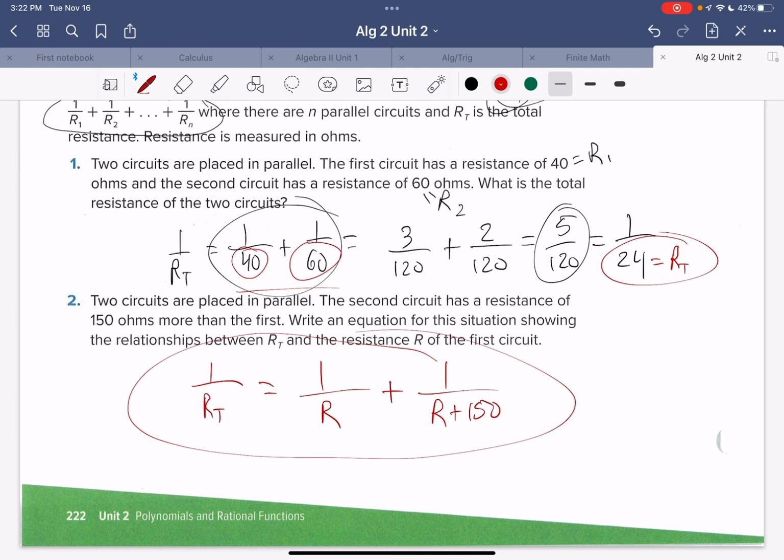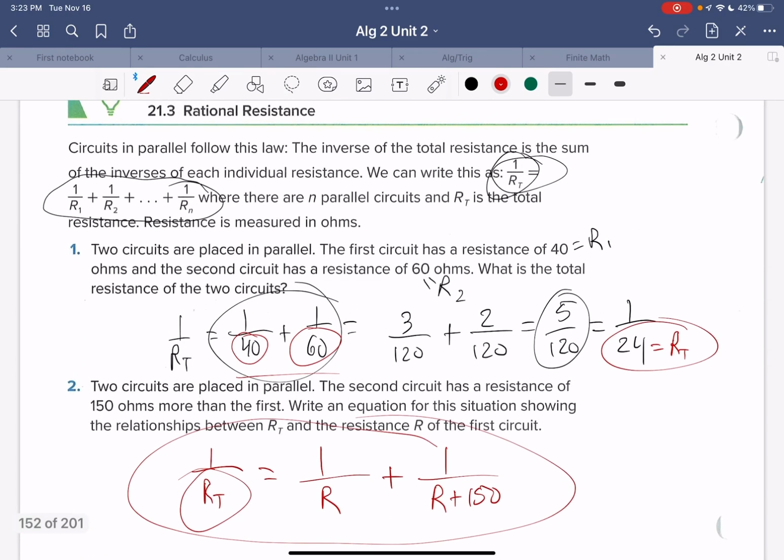So the directions, remember, the goal of this is to write some equations and solve some equations. So 1 over R is your first resistance, 1 over R plus 50 is your second resistance. These are fractions. We're adding these fractions together to get our total resistance. And that's what I did up here. 1 over 40 plus 1 over 60 made 5 over 120, reduced the fraction 1 over 40. So it has to be in this format of all ones on the top and then the R's on the bottom are your individual resistances or your total resistance.